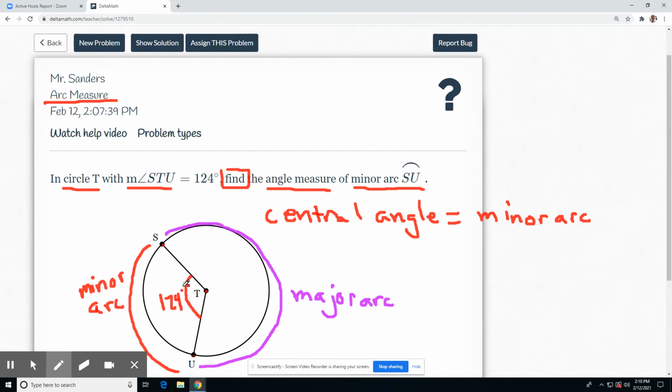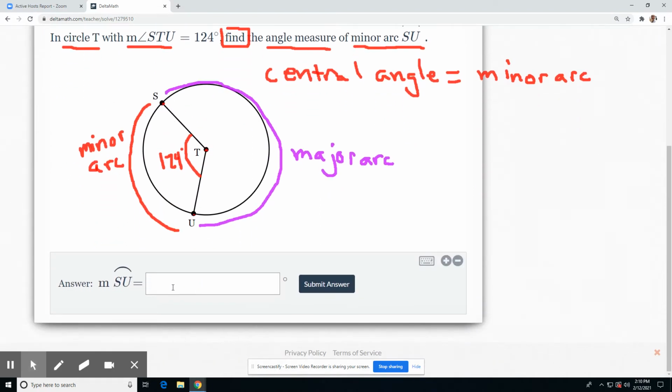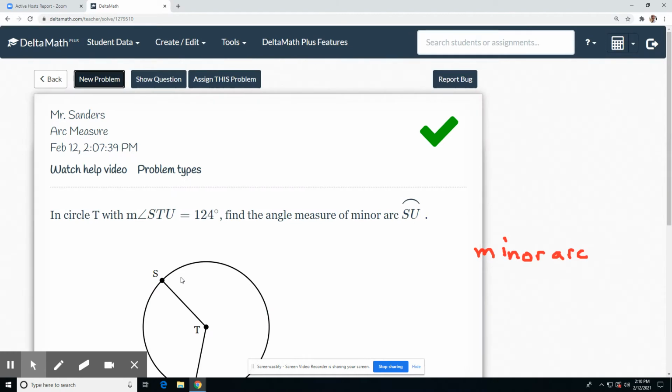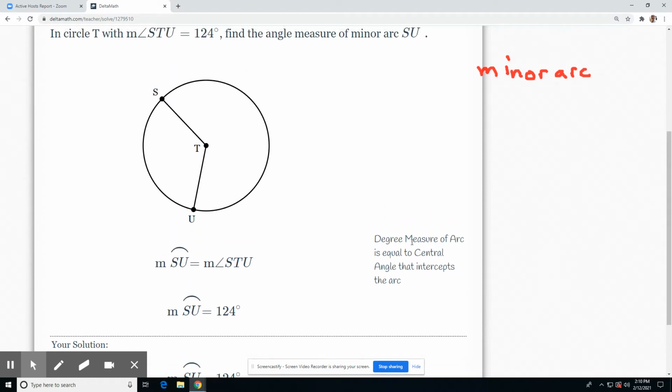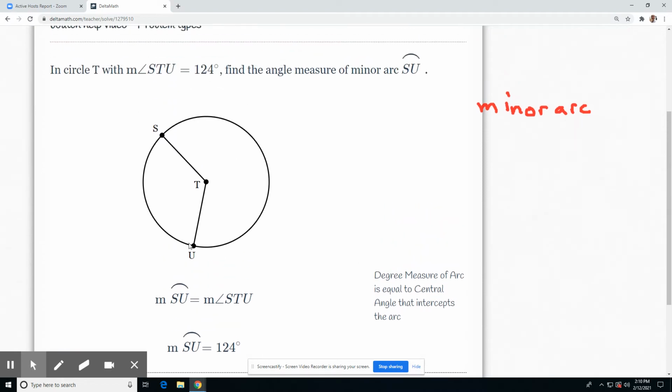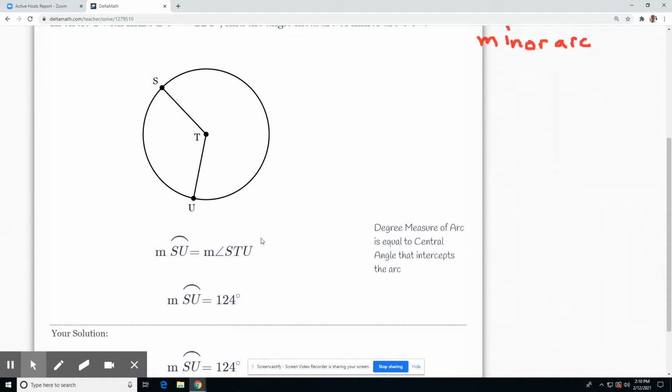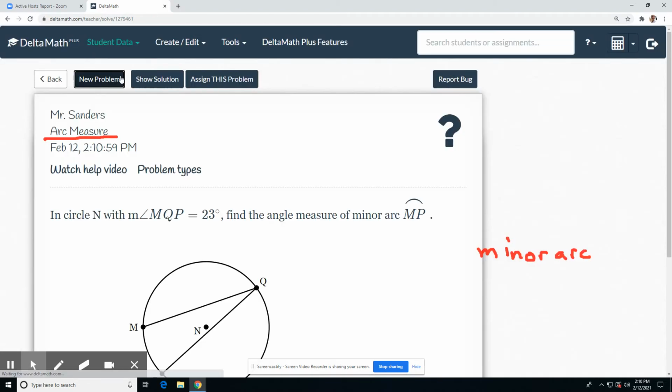So that's exactly how we would normally define an angle or an arc. Those are equal. For this one, measure of minor arc SU, yep, same, 124. And the degree measure of an arc is equal to the central angle that intercepts the arc. And intercept just means they have that same point at the end. That's one thing that we want to keep reminding ourselves about. Let's look at a new one.